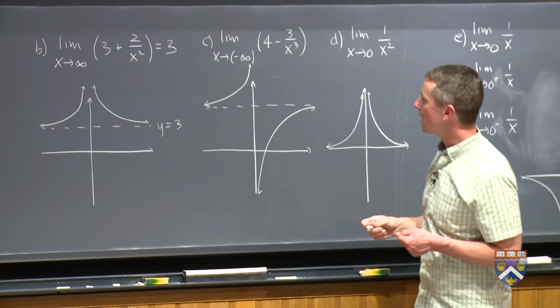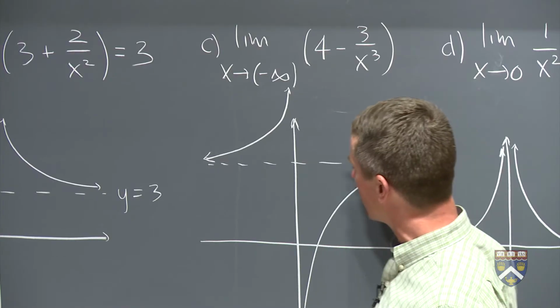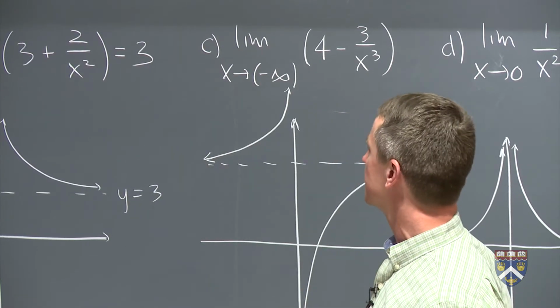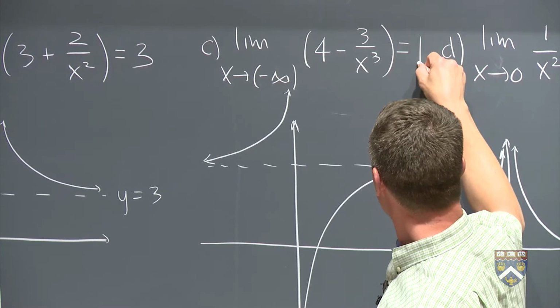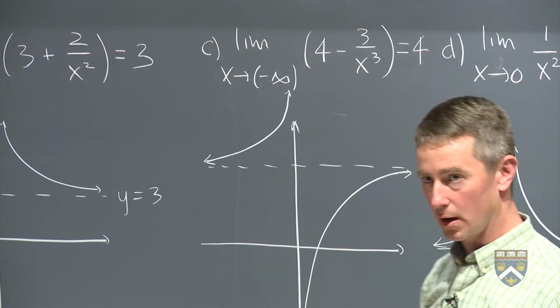So now, as x is going to negative infinity, we're going way, way off to the left now. That's what the negative infinity means. What are these y values getting closer and closer to? And they are getting closer and closer to 4.